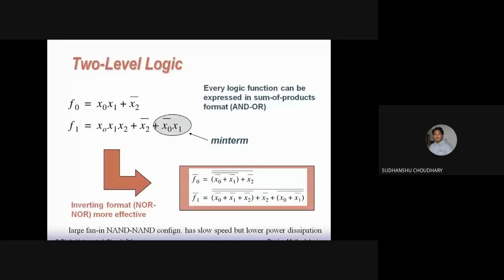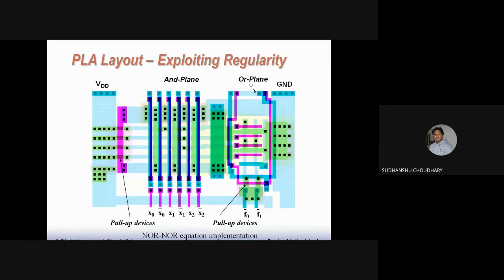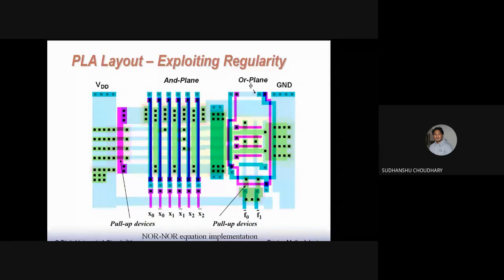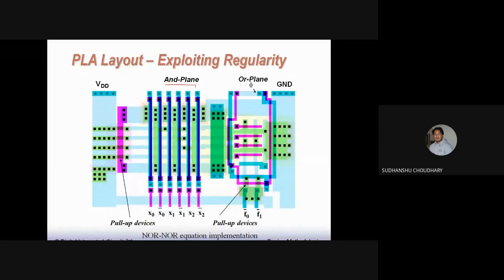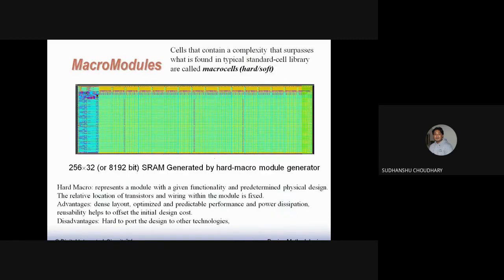So for example, here, a logic function can be created in sum of product form using AND OR gates. AND OR gates obviously means a sum of product format function output can be produced. For example, this output can be produced, or maybe this output can also be produced using this PLA. Then the layout of a PLA can also be thought of. For example, you have an AND plane and an OR plane. That way one can draw the layout of this PLA.